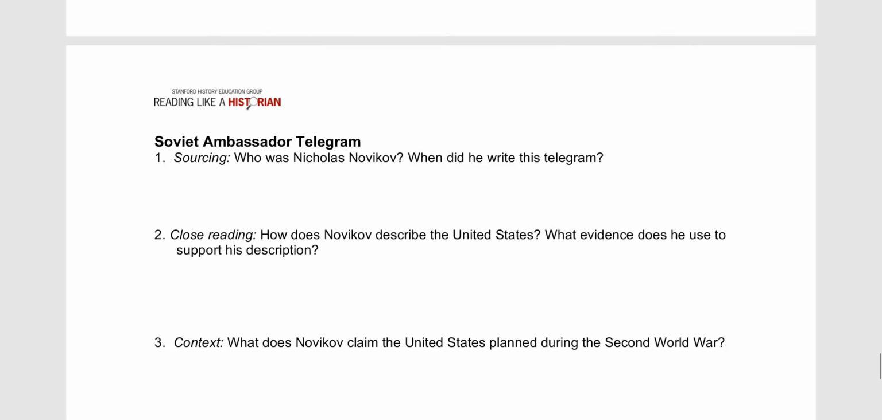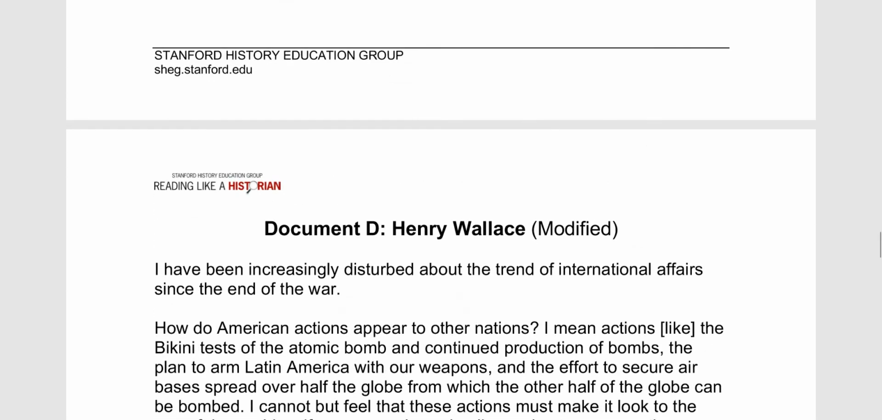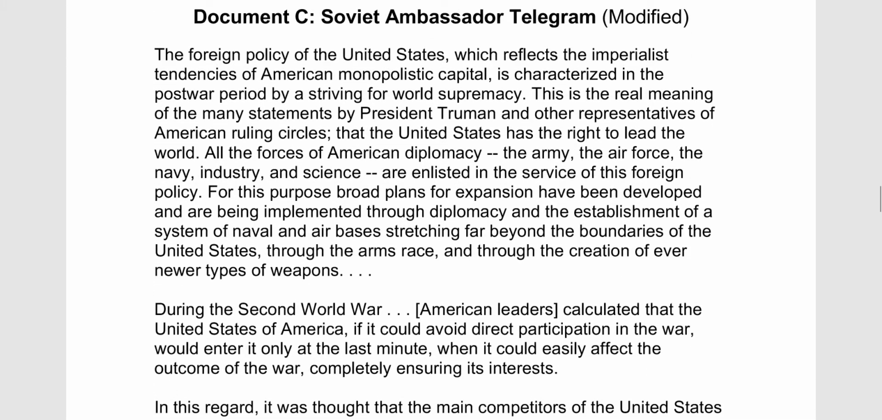So when we sat in a circle in class, we read the Novikov telegram, and we had it on the day that we did that forum or the Socratic seminar. Here, Soviet ambassador telegram, this is modified. It's a bit abridged, meaning it's been shortened. I'm going to turn on my backup camera here in case we didn't record those first two documents, and you can read those if those didn't come through. Here's document C. This is the Soviet ambassador telegram.